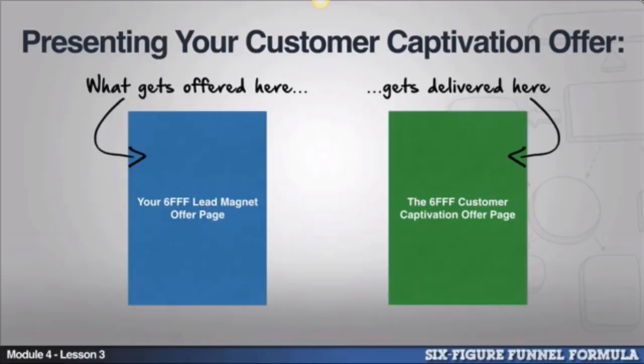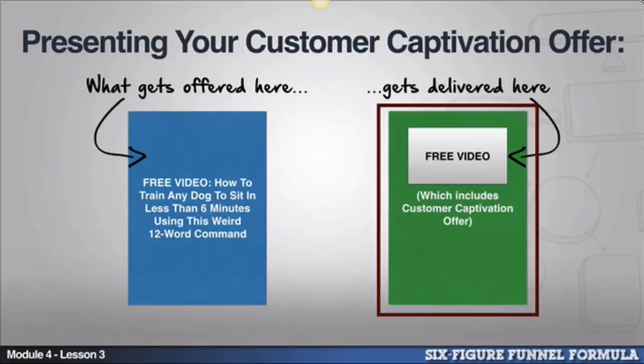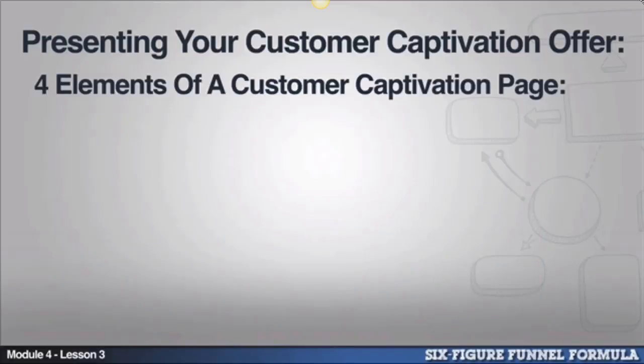So using our earlier example, we've got the how to train any dog to sit in less than 6 minutes using this weird 12-word command. And now the customer captivation page has your VSL. We already covered the elements of the VSL in the prior lesson. And then there's an add to cart button, and there's a few other elements that we're going to cover that are on this page. And so this is what we are going to talk about in this lesson. There are really 4 elements of a customer captivation page.